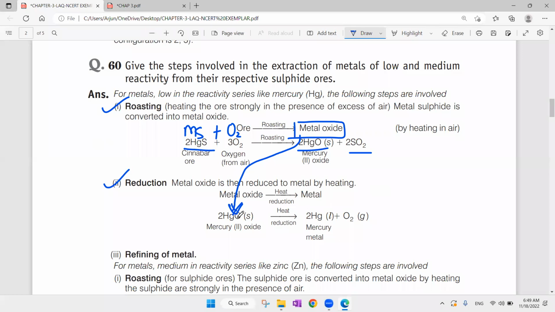But you might ask, sir, can we heat in the presence of coke or charcoal? That is the reduction process, right? There is a huge difference between reduction and calcination. If you want to go with reduction, we have to add something extra, coke or something like this, so that oxygen will be removed from one element and added to another element. That is reduction. Then we are going to get metal.